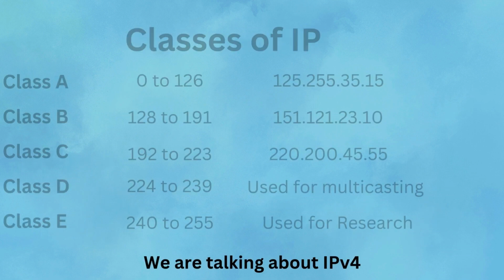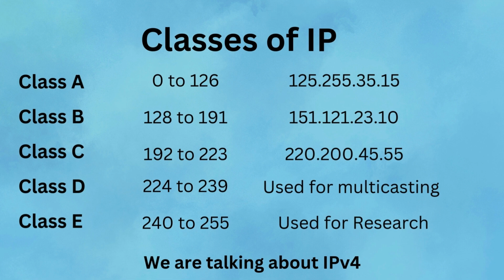IP addresses are divided into 5 different classes: Class A, Class B, Class C, Class D, and Class E. Each class encompasses a distinct range of IP addresses. The range for Class A is from 0 to 126, Class B ranges from 128 to 191, Class C spans from 192 to 223, Class D covers 224 to 239, and Class E extends from 240 to 255. You can determine the class of an IP address by examining the range of its first octet.